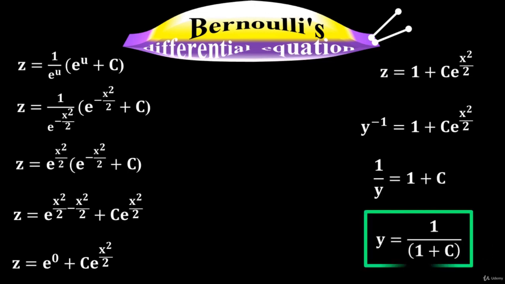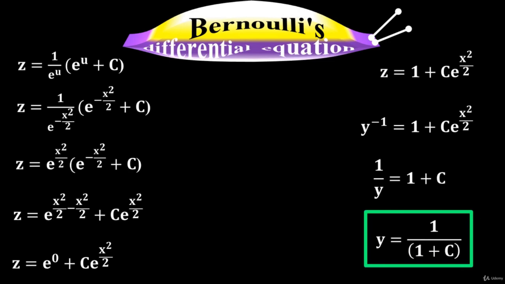We don't need the e to the x squared over 2 with c. You can remove the term e to the x squared over 2 because it is an arbitrary constant. Whatever value you multiply or divide or add to the arbitrary constant, ultimately it is an arbitrary constant and it equals c, so we don't need e to the x squared over 2 with the c. Rearrange it, so here is the final value of the general solution, y equals 1 over 1 plus c.